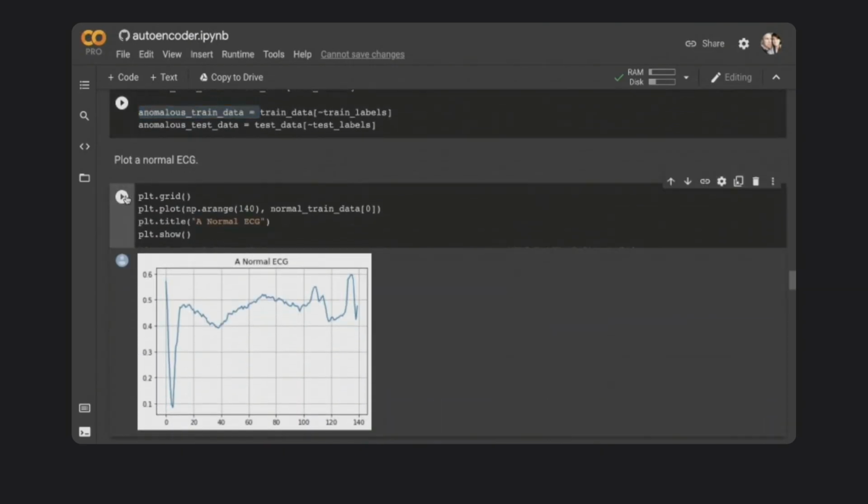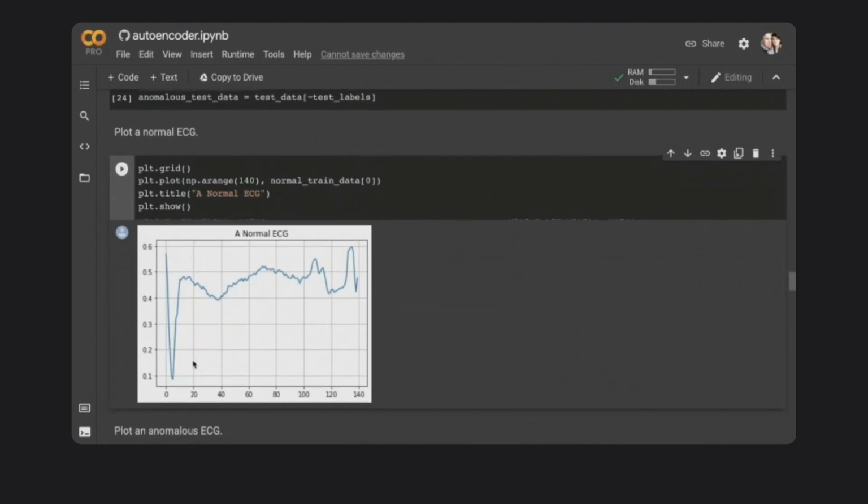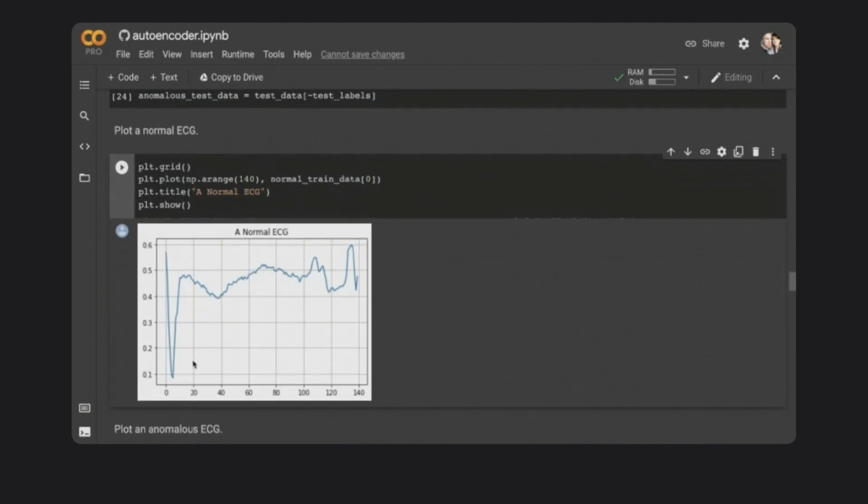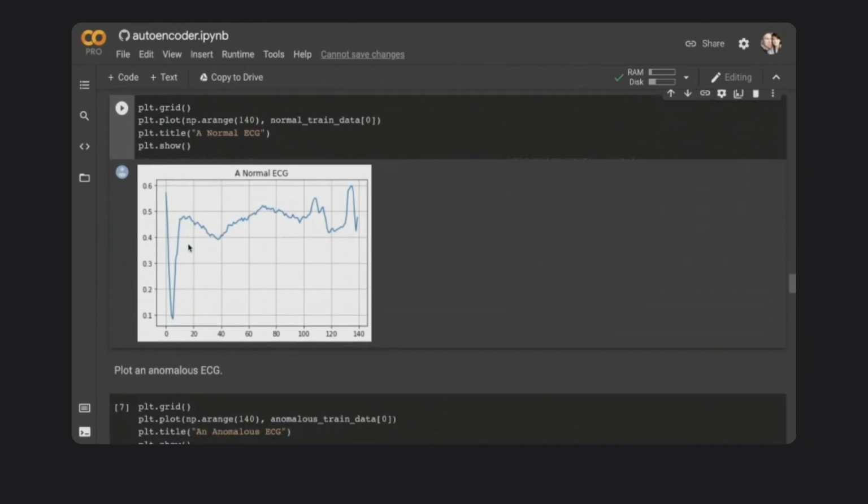So if we plot a normal ECG, this was just how I was plotting it, using the same plot that we saw on the slides. Here's a normal ECG. We have 140 data points. It has been normalized, so it should usually be between 0 and 1, but it looks like most of them are generally between 0 and about 0.6.